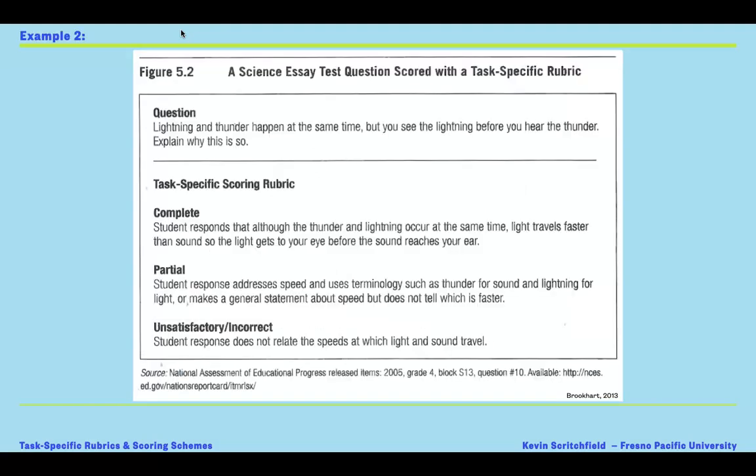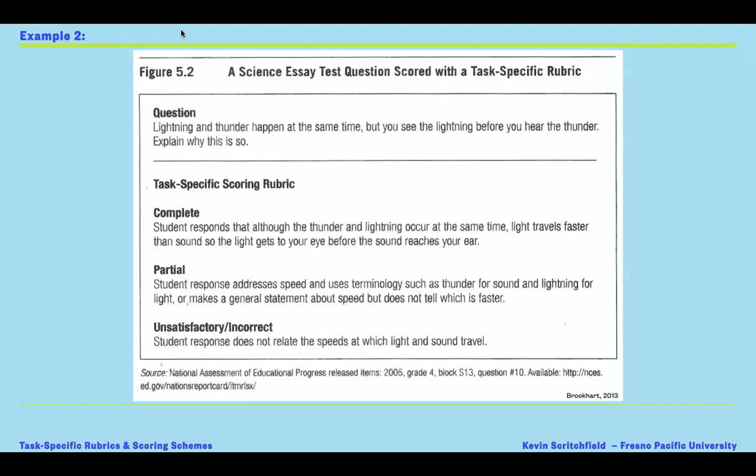Our next example we want to look at is a science essay example. The question was, lightning and thunder happen at the same time, but you see the lightning before you hear the thunder. Explain why this is so. Again, we're really just looking at their explanation and seeing how much detail they got correct in that explanation. It's not, again, that they're creating a video presentation or a Prezi on this, or whatever. It's really just looking at their essay answer and determining how complete of an answer that was. And so here's the rubric right along with it.